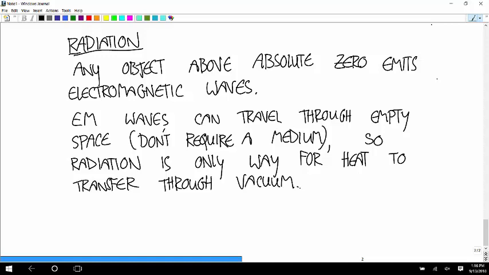Okay, so let's all take a moment to be grateful for radiation, because all life on Earth is here because heat transferred from the sun through empty space to Earth.